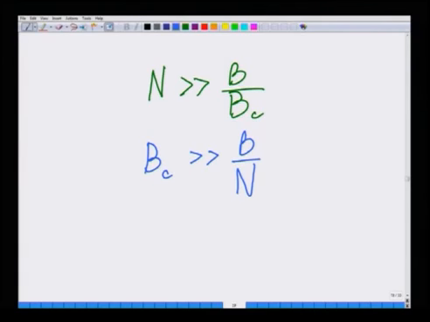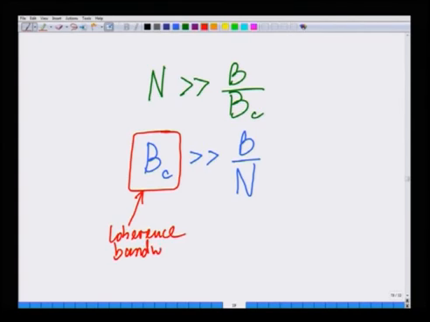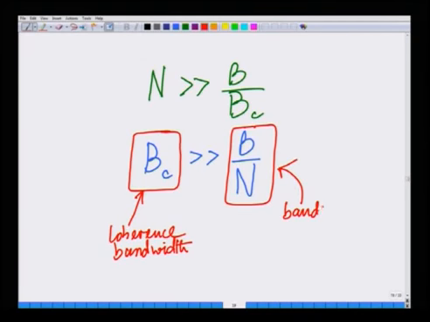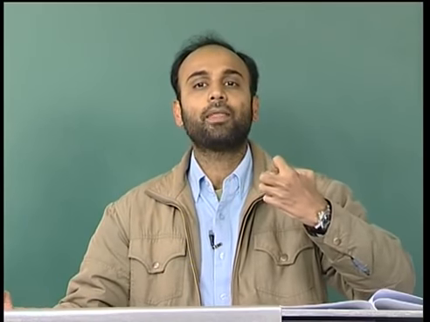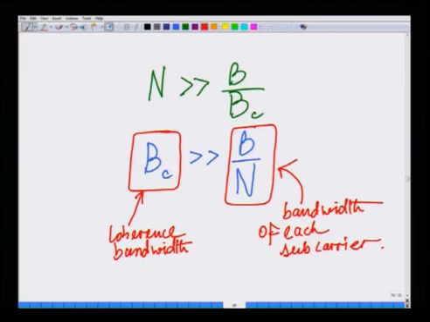And what is this B over N? Remember, B over N is nothing but the subcarrier bandwidth. So these two terms are as follows: this is the coherence bandwidth, and this is nothing but the bandwidth of each subcarrier. Hence what this means is, as I increase N much larger than the delay spread in terms of number of symbols, the subcarrier bandwidth is less than the coherence bandwidth.